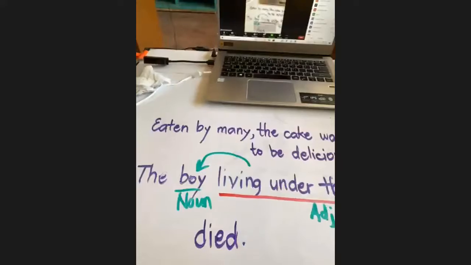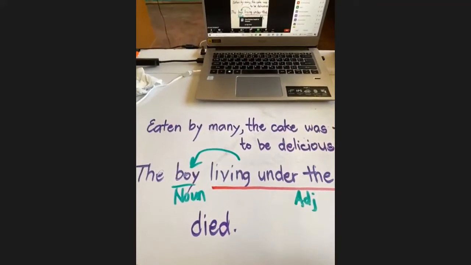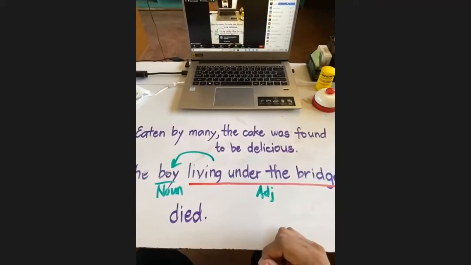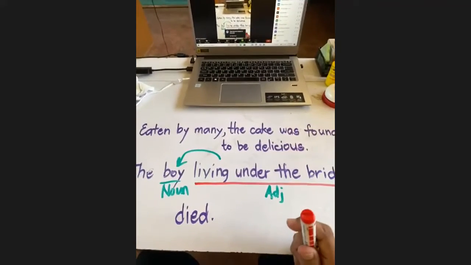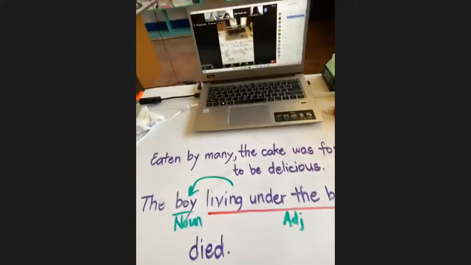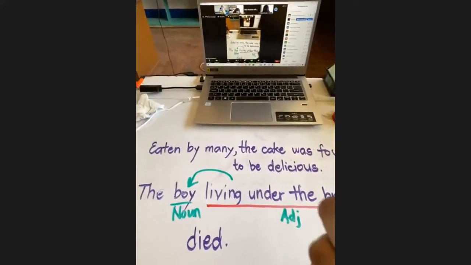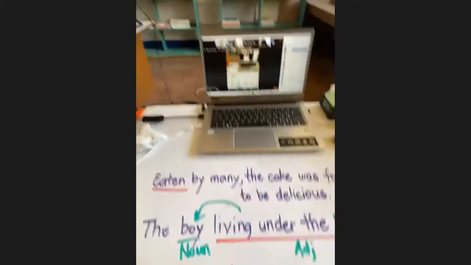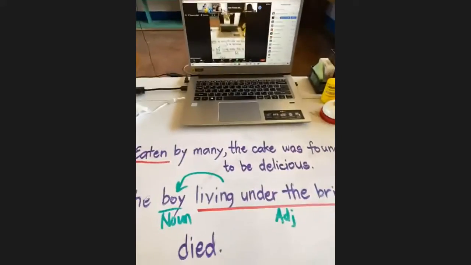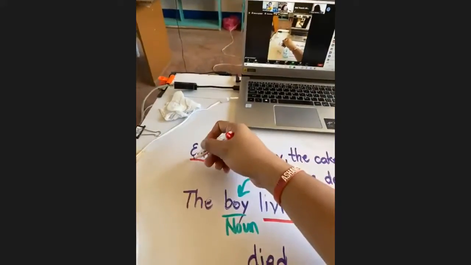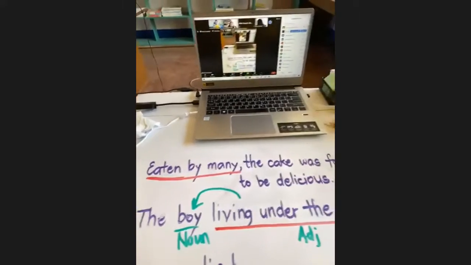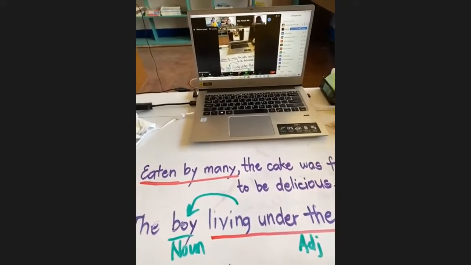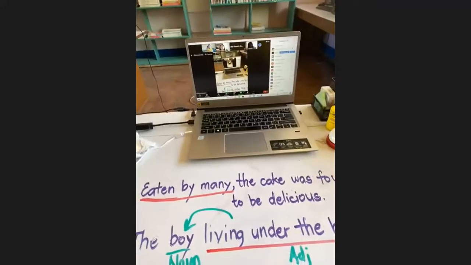So number two, this layer. You have here this sentence: "Eaten by many, the cake was found to be delicious." You have a past participle in this sentence, and that past participle is this word. But you don't have a single word participle. You have a participial phrase in the sentence. What is described by this participial phrase, Leisha? What was eaten by many?